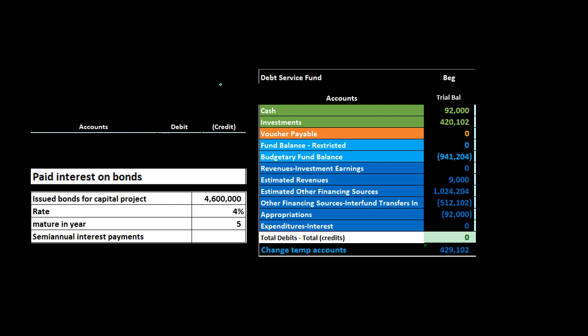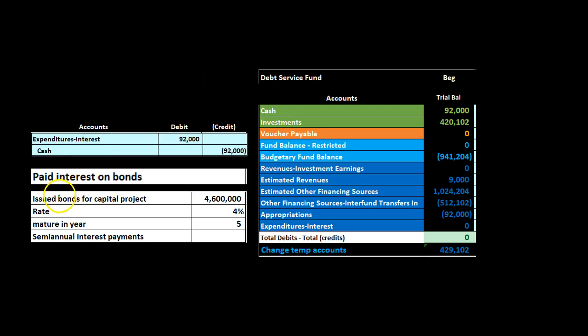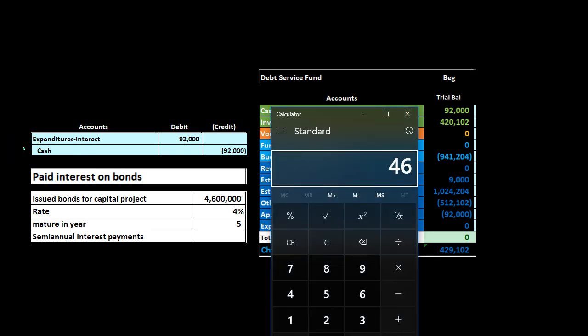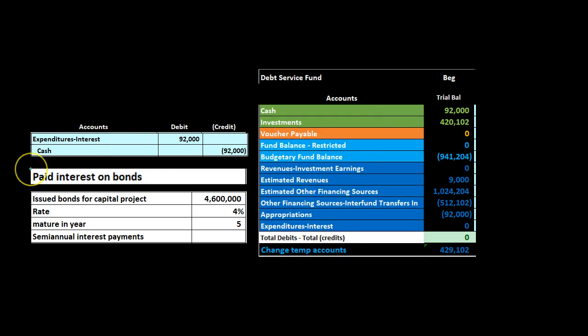We're going to post basically the flow of the activity within the financing. So here we're going to be paying the interest. It's going to be basically cash going down and the expenditure being the debit. And the calculation we can see here is going to be the 4,600,000 times 0.04. That would be for a year. We're going to say they're semi-yearly, and therefore we'll divide by 2, and that's going to be the 92,000. So again, we don't see the actual bond on the books.